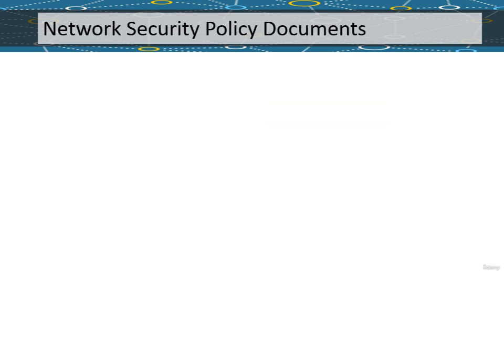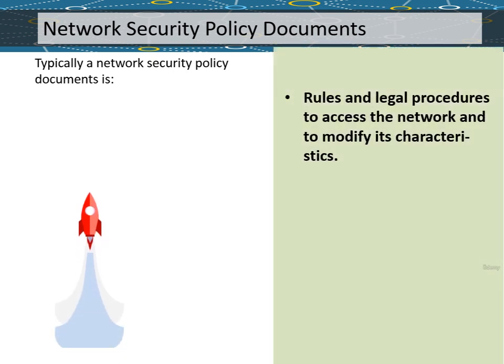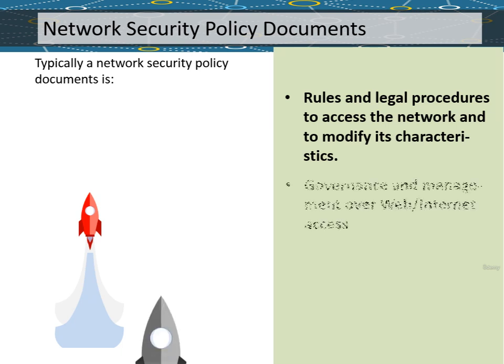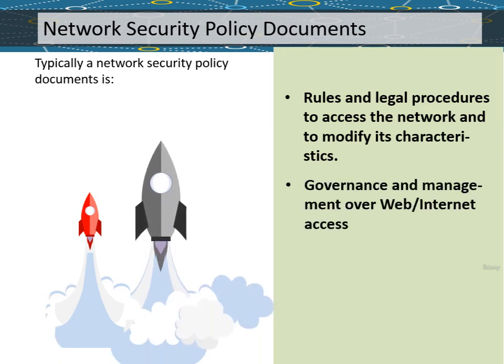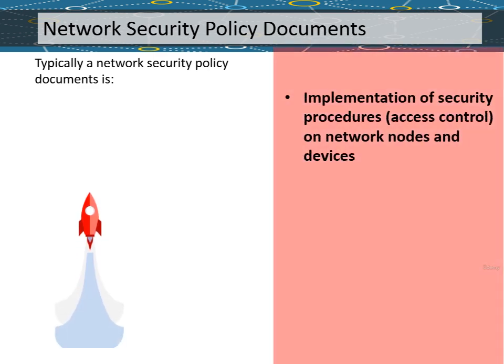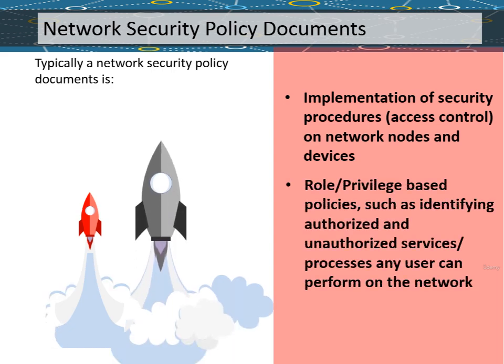Network security policy documents. Typically, a network security policy document is rules and legal procedures to access the network and to modify its characteristics, governance, and management over web or internet access. Implementation of security procedures, access control on network nodes and devices, role or privilege-based policies such as identifying authorized and unauthorized services or processes any user can perform on the network.